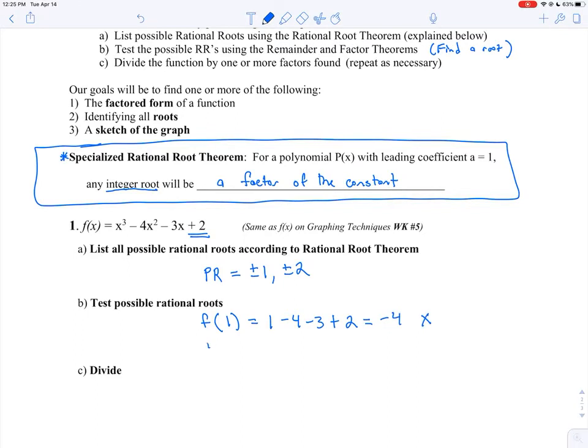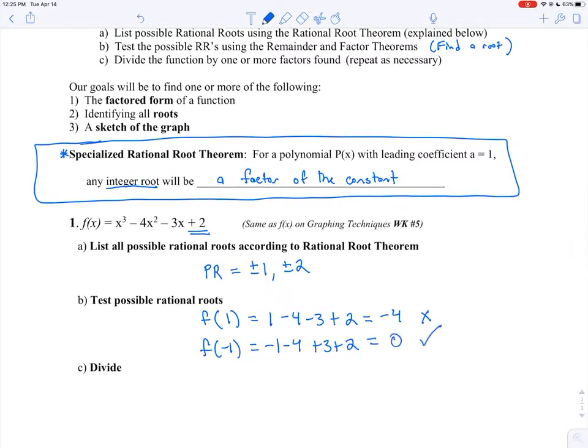If we continue on with this, if we check f of negative 1, it's going to be negative 1, still minus 4, plus 3 plus 2. So we are at negative 5 plus 5, so we are at 0. That's good. That means we can move forward with this. This is our root that worked.